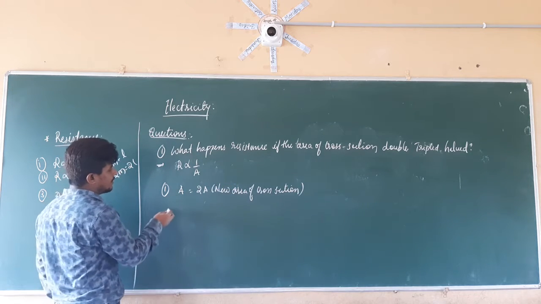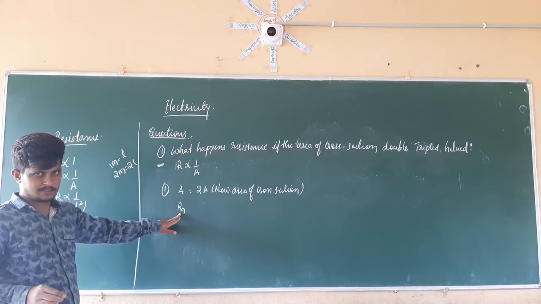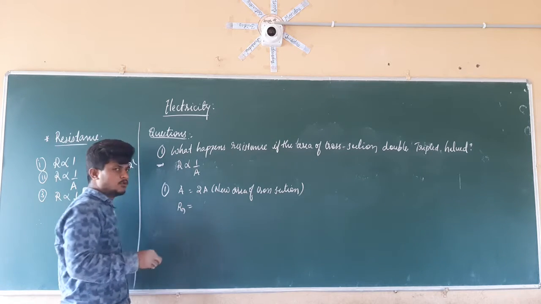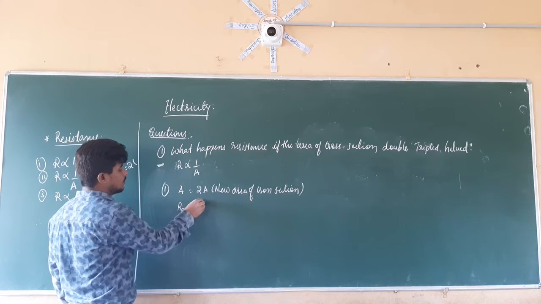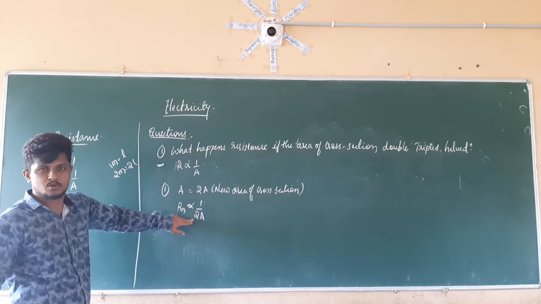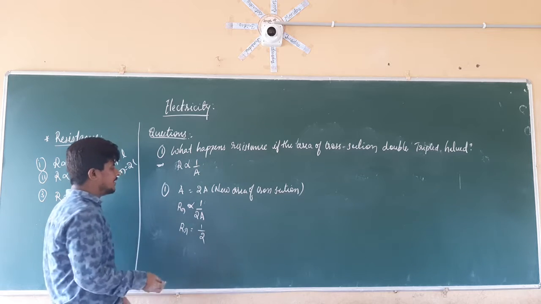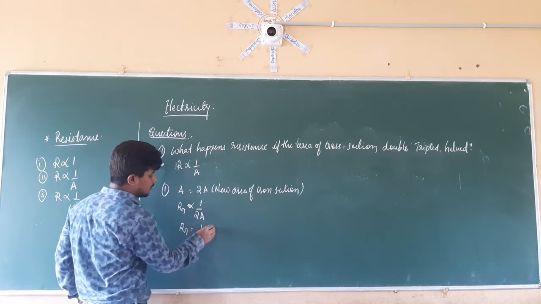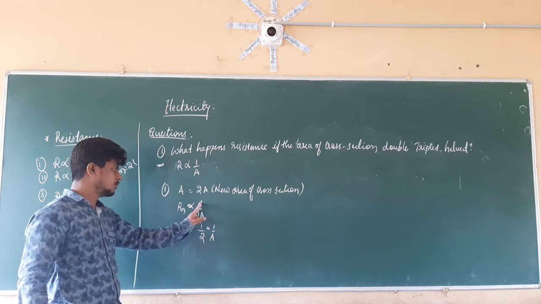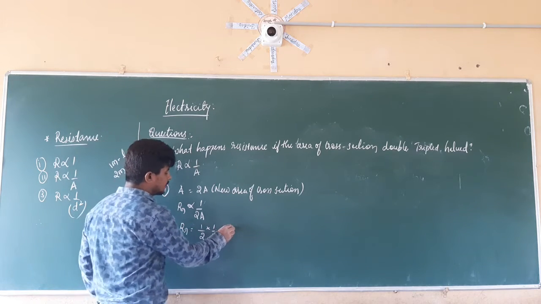So what will happen? We already know that R new, it is not necessary to write this name, I'm just calling it new. The new resistance is proportional to 1 by 2A. Right, 1 by 2A. So the new area is equal to 2A. Therefore, Rn equal to 1 divided by 2 into 1 by A. Both are same. 1 into 1 is equal to 1, 2 into A is equal to 2A. So 1 by 2A, that is equal to 1 by 2.